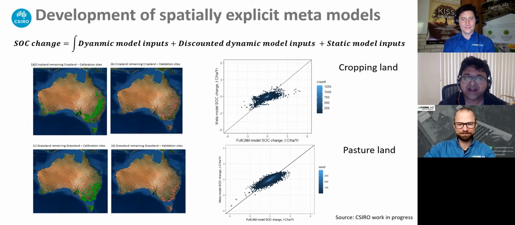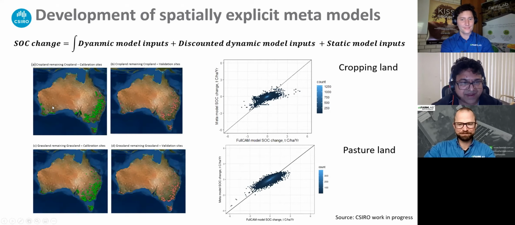Then you combine it with a bunch of covariates that can be easily found. Those covariates can be dynamic, changing with space and time, and some can be static. I'll take an example here. We have sites representing the major cropping regions in Australia, the croplands and the grasslands.